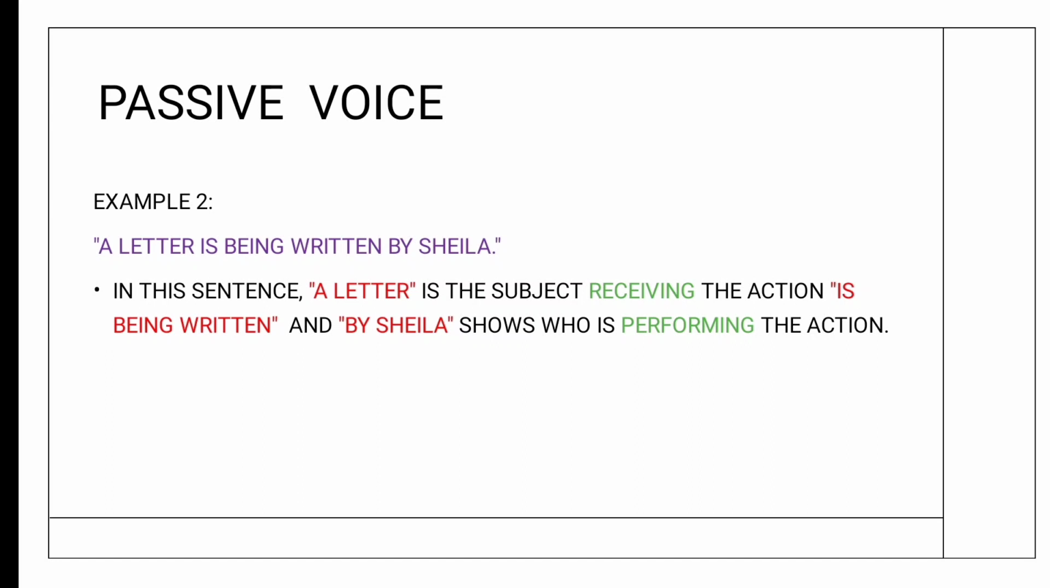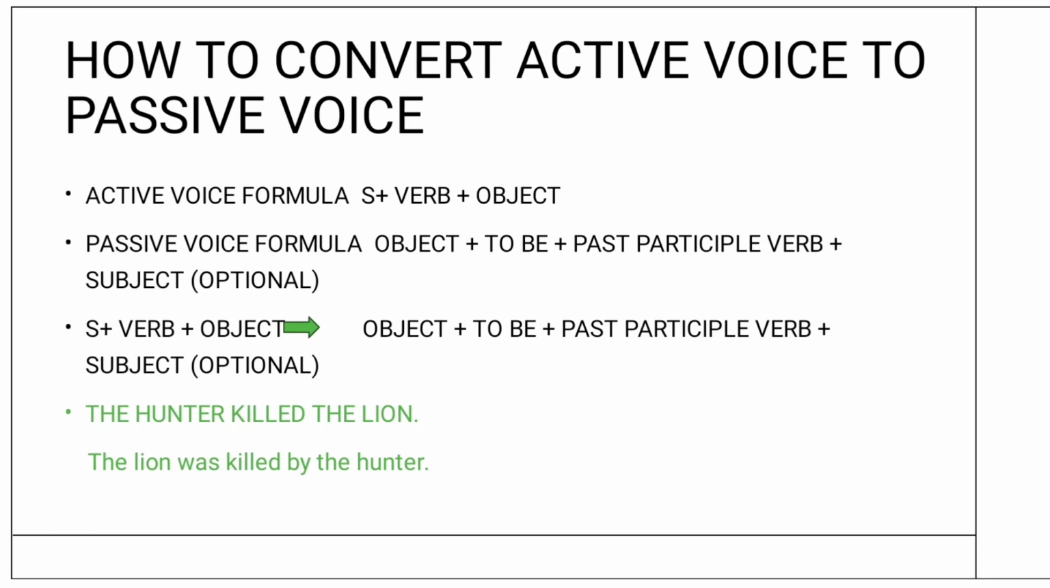A letter is the subject who is receiving the action. Is being written is the action, and by Sheila is the one who is performing the action. So now let us understand how to convert active voice into passive voice.